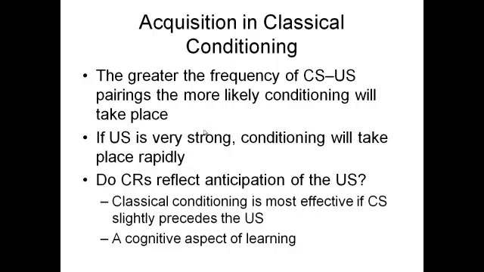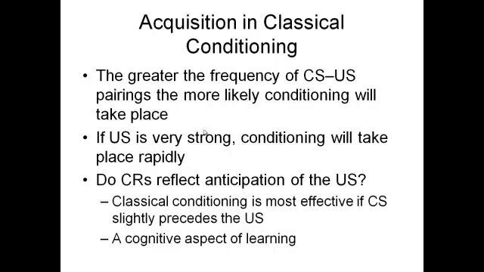The more often you make those pairings, so if you think bell and the food, bell and the food, repeated pairings, what's going to happen is the dog will make that association. Well, this will happen with you as well. The more often you pair the conditioned stimulus with the unconditioned stimulus, the more likely the conditioning, the learning will take place. Okay? If the unconditioned stimulus is a really strong one, it's going to take place rapidly.